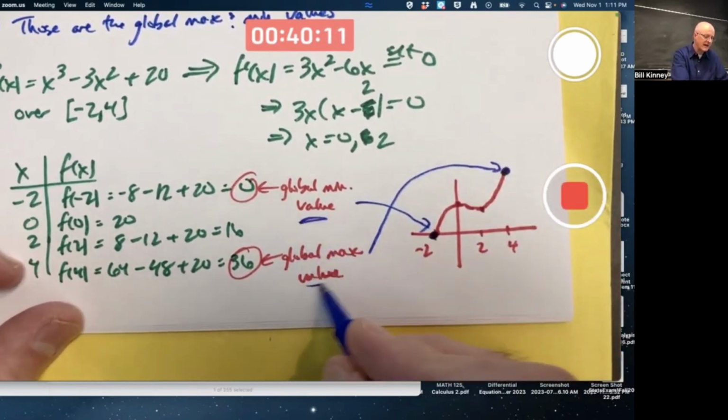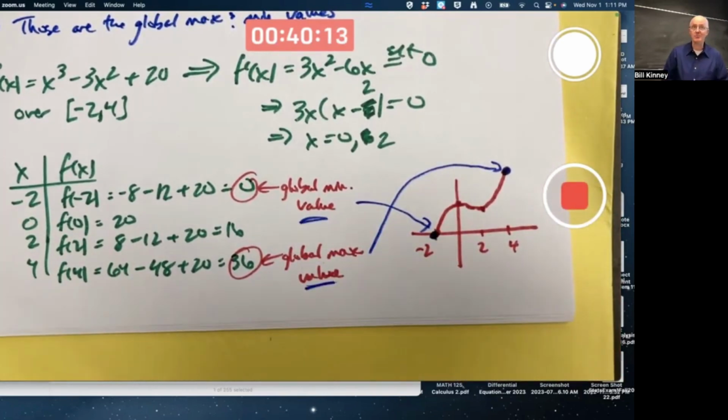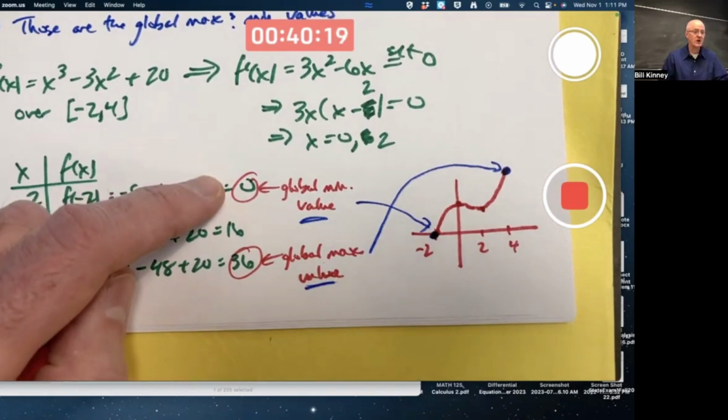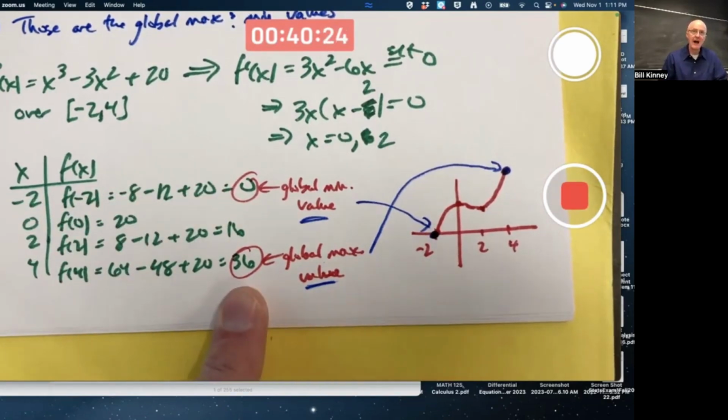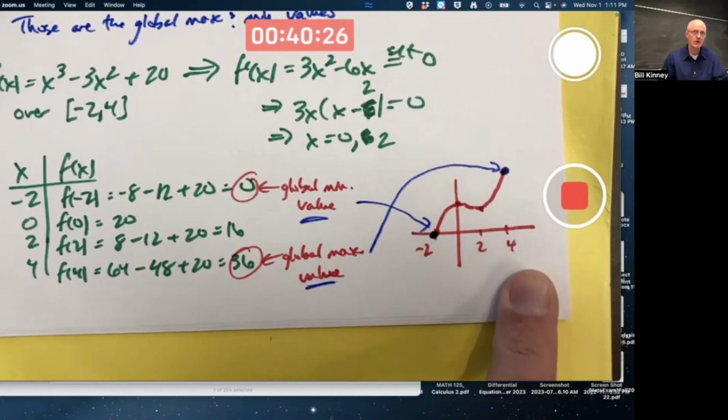When I put the word value in there, I mean output. I mean second coordinate, y value. 0 is the global min value. It occurs at x equals -2. 36 is the global max value. It occurs at x equals 4.